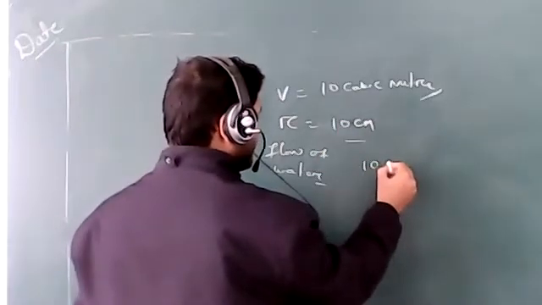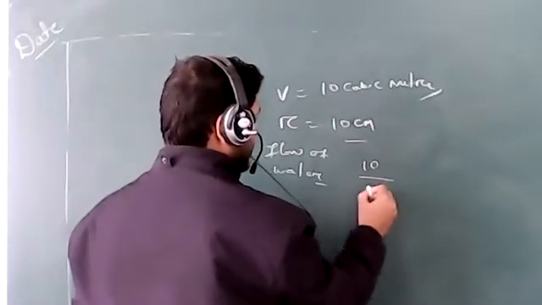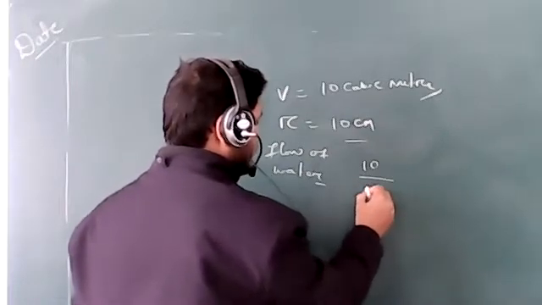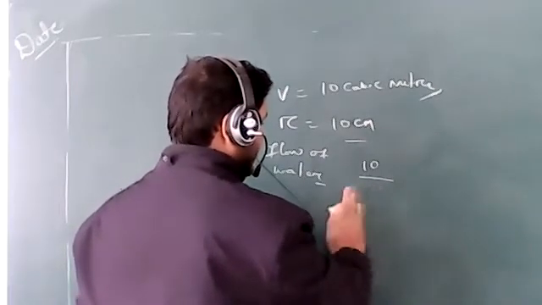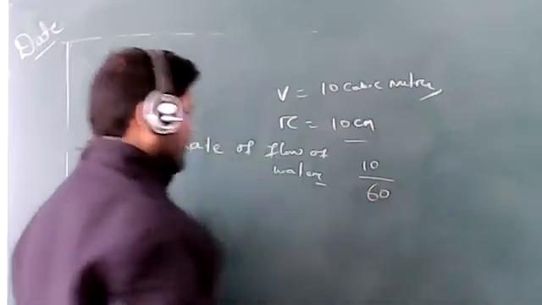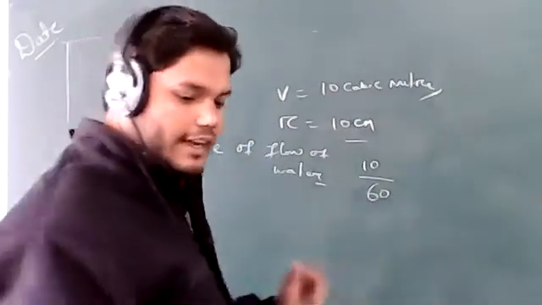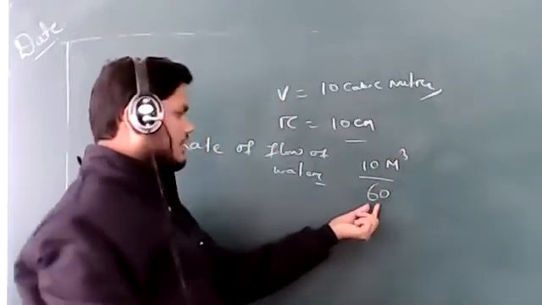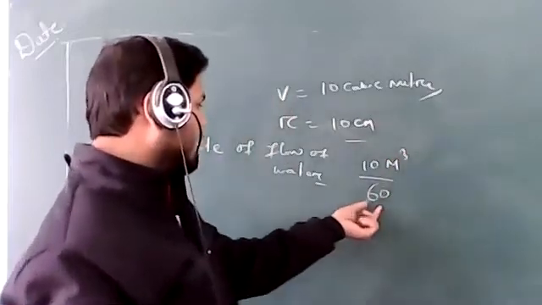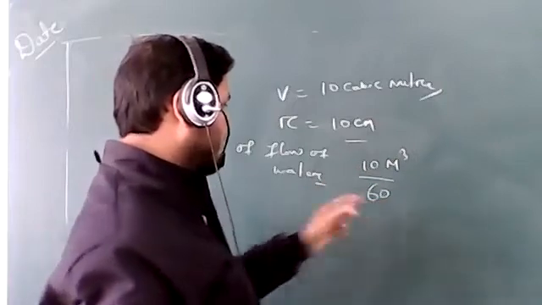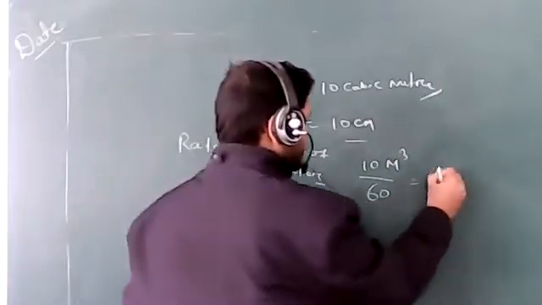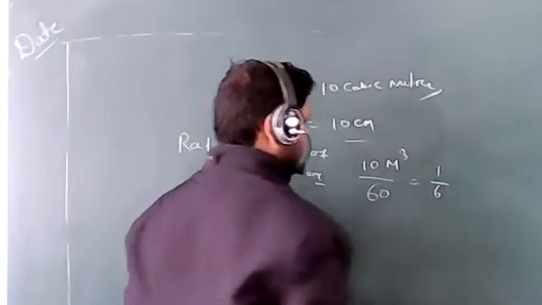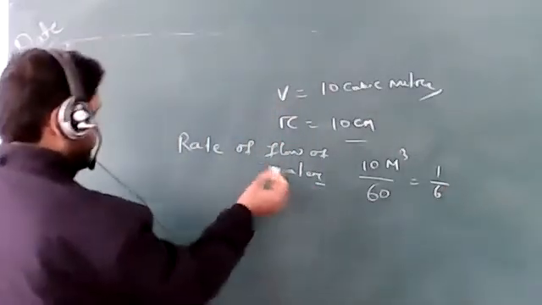Since it is given per minute, you have to convert into seconds, that means divide by 60. 1 minute equals 60 seconds. So you write 10 meter cube divided by 60, and that will be 1 upon 6. So 1 upon 6 is the rate of flow of water.